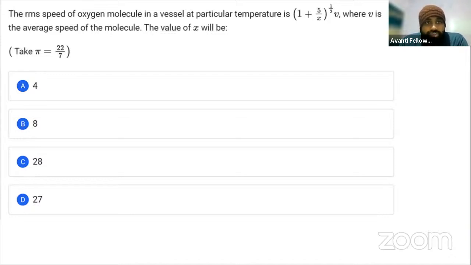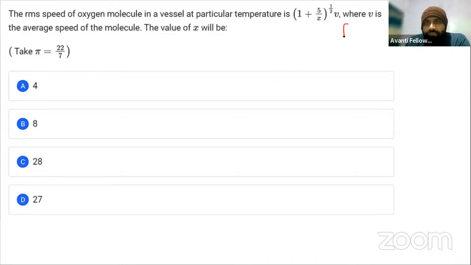So try to solve this question. The RMS speed of the oxygen molecule in a vessel at a particular temperature is (1 plus 5 by x) raised to the power half times V, where V is the average speed of the molecule. The value of x will be?